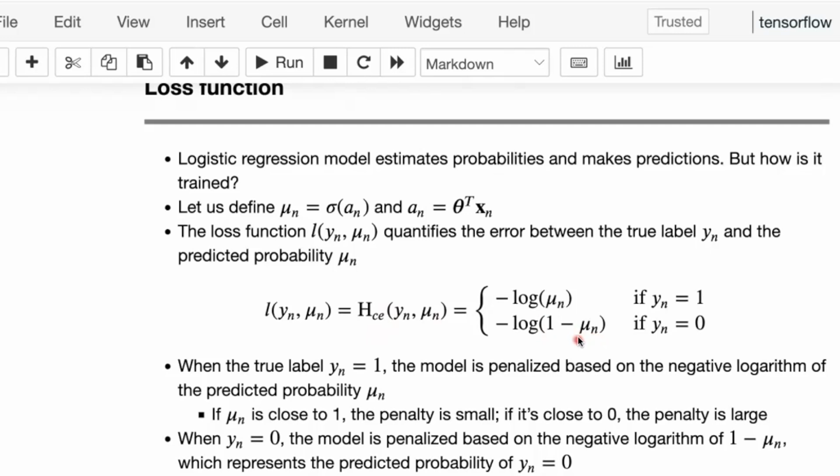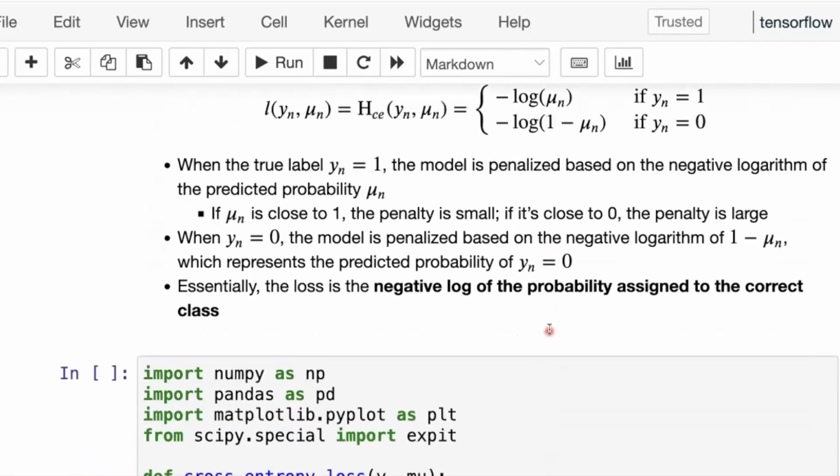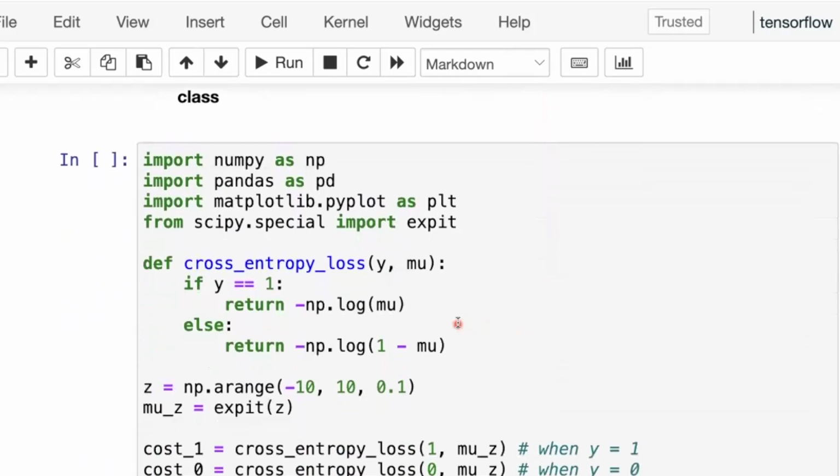So overall, you see that the way that we penalize here, our errors are based on this negative logarithm of these predicted probabilities. But what does this exactly mean? In order to explain this, let me go first through this cell where we plot this function.